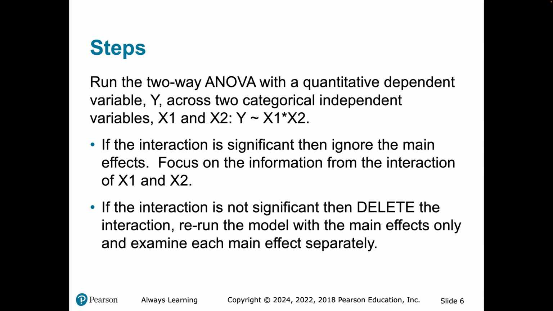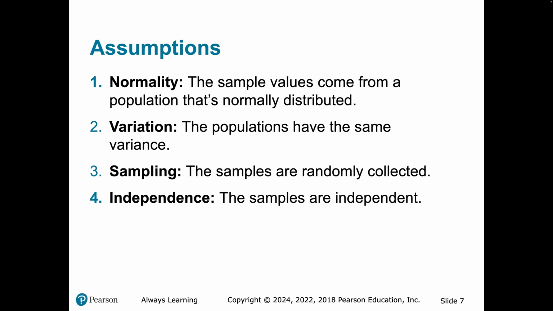So the steps are we run the two-way ANOVA with the quantitative dependent variable across two categorical independent variables, and we focus on the interaction effect. So if the interaction effect is significant, we pretty much ignore the main effects and focus on the information provided to us in the interaction. If the interaction is not significant, then we delete the interaction, rerun the model with the main effects only, and examine each main effect separately. And I will give examples of this later in this video, as a matter of fact.